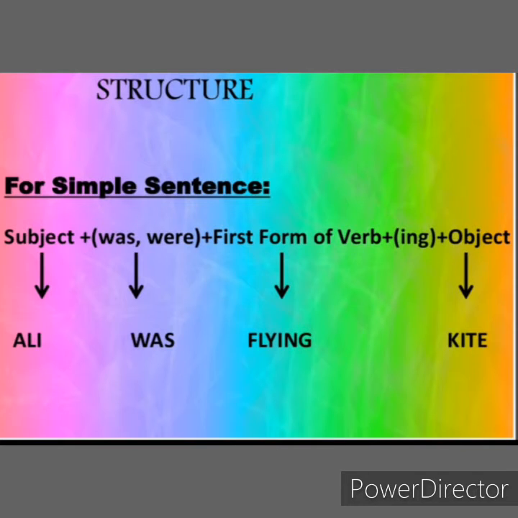Now structure of sentences in past continuous. For simple sentences, first of all subject, then was or were plus first form of verb plus ing. That means subject plus was or were and ing form of verb and then object. For example, Ali was flying kite.